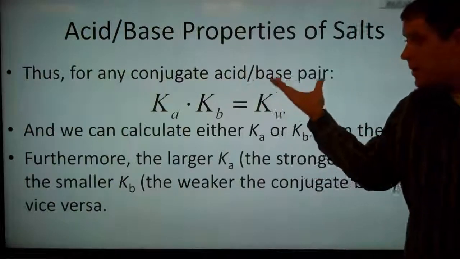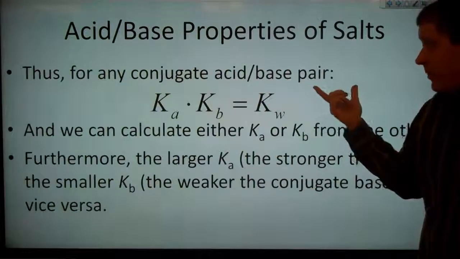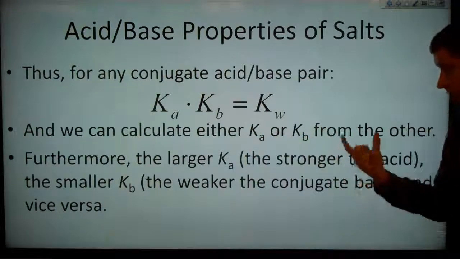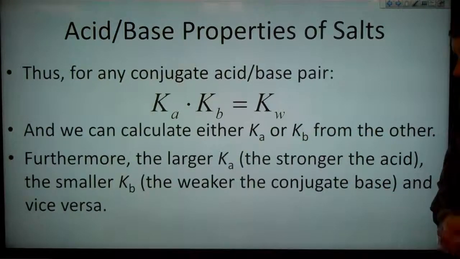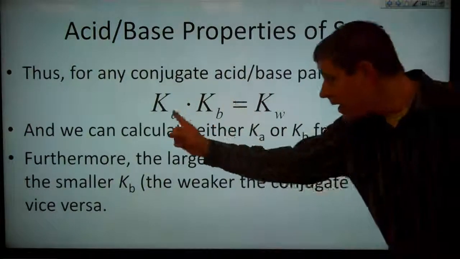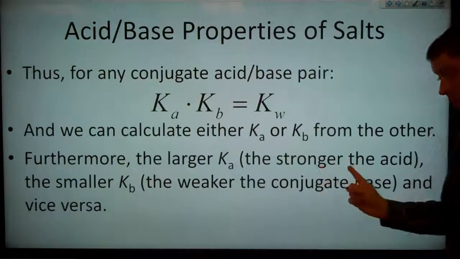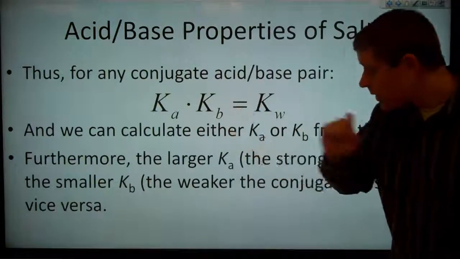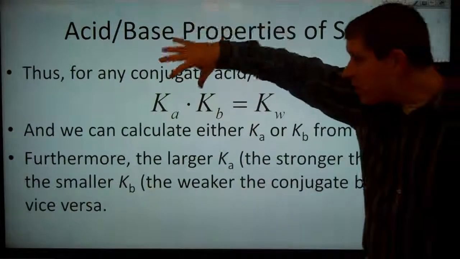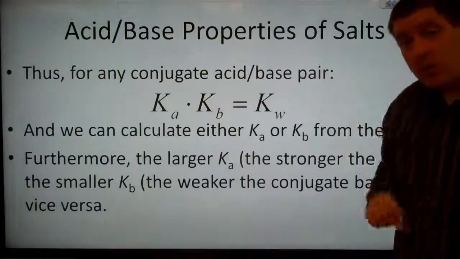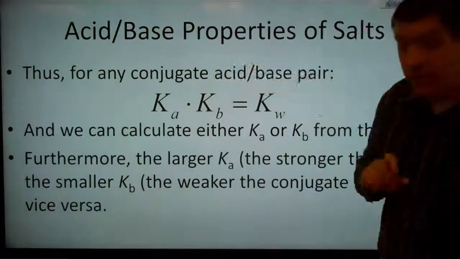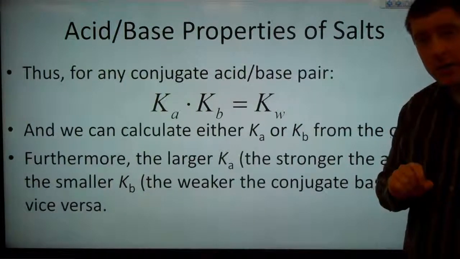So, for any of our conjugate acid-base pairs, we can say that this relationship is true. And now we can calculate either Ka or Kb from the other one. Furthermore, we know that because the product of these two has to be equal to Kw, the larger Ka gets, that means the stronger the acid, the smaller Kb gets, the weaker the conjugate base. So, if we have a really strong acid, then our conjugate base has to be really weak. If we have a really weak acid, then our conjugate base has to be a really strong base.